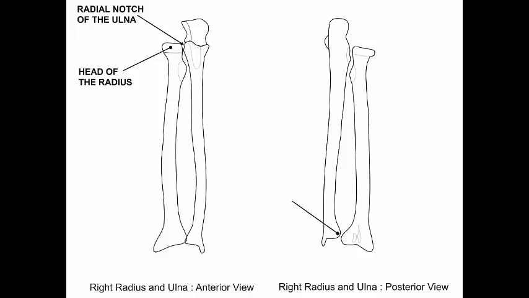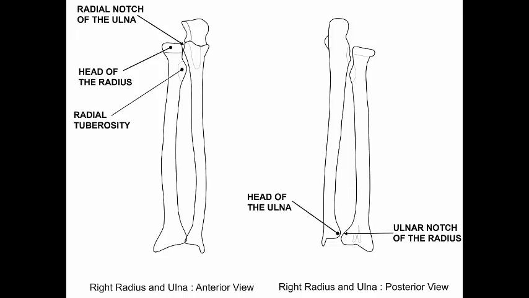We have a similar arrangement at the distal end of the radius and ulna. This time we have the head of the ulna articulating with the ulnar notch of the radius, and together they form the distal radio-ulnar joint. As we progress distally along the radius, we find a bump known as the radial tuberosity, which is the site of muscle attachment for the biceps brachii tendon.